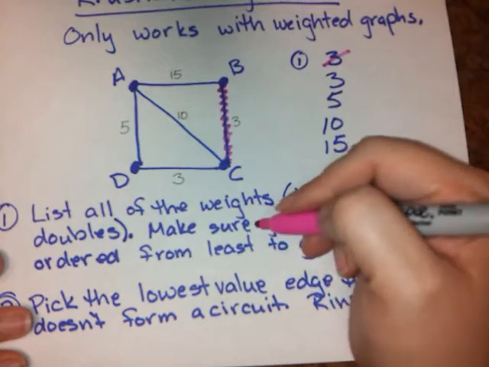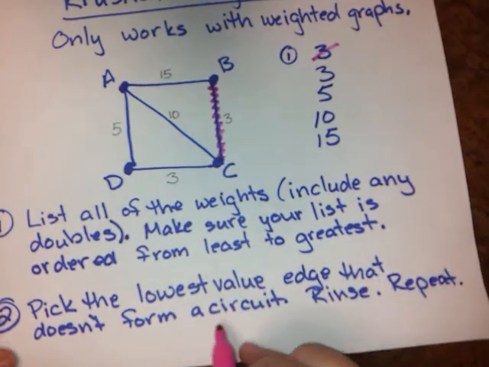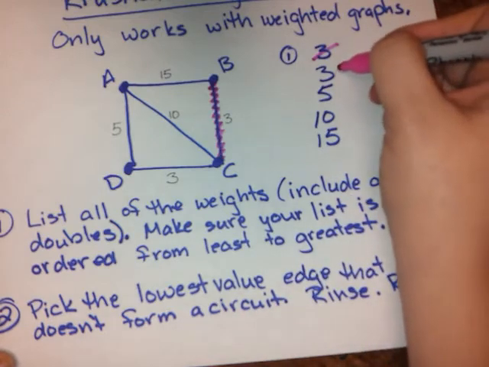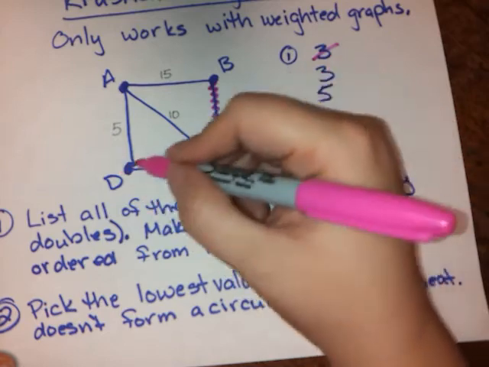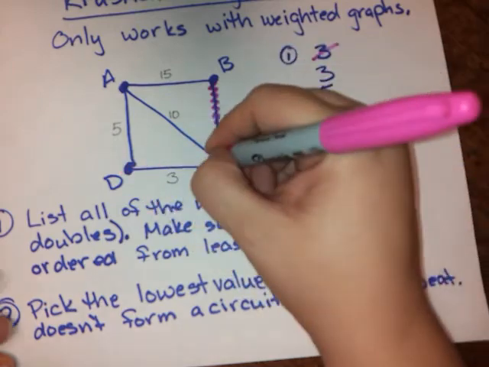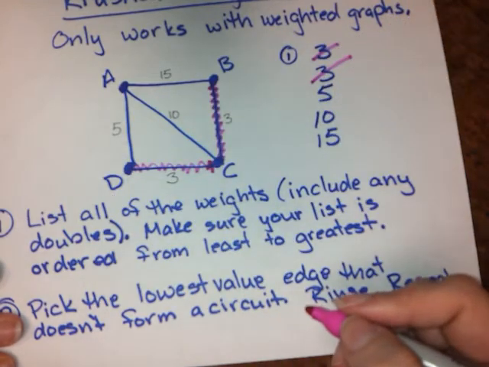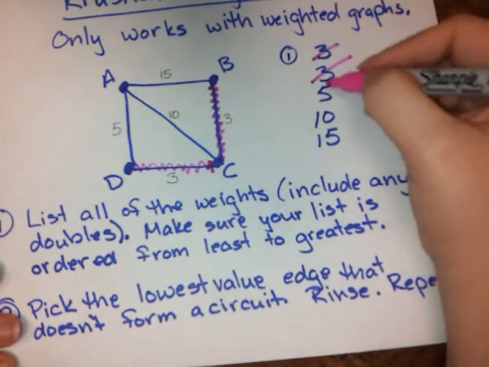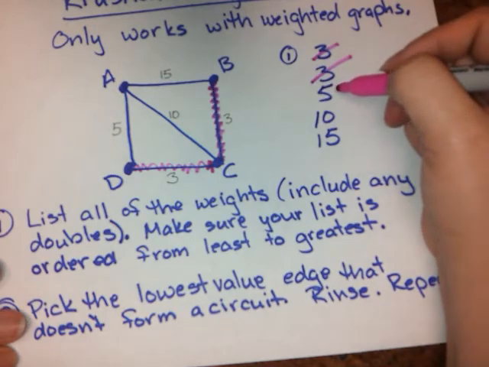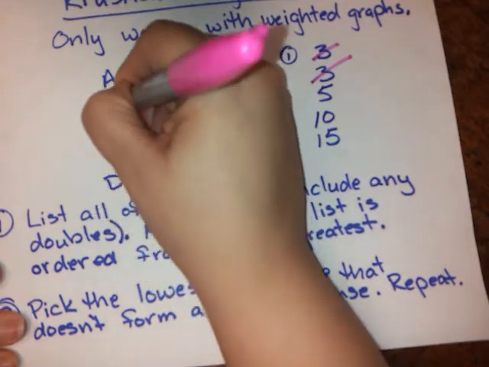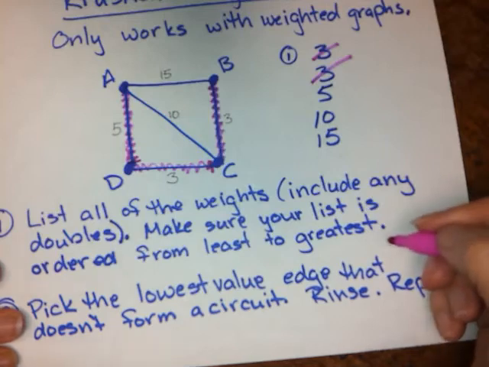I've used that edge. So now I go back and I look for the lowest value of edge that doesn't form a circuit. Well, my next choice is 3. Can I use 3? Does that cause there to be a circuit anywhere in the graph? Nope, so I can use it. It's a completely valid choice. I check it off my list. Rinse, repeat, go back, look at the edge 5. Can I use 5 without making a circuit? Absolutely. 5 is a part of my spanning tree.